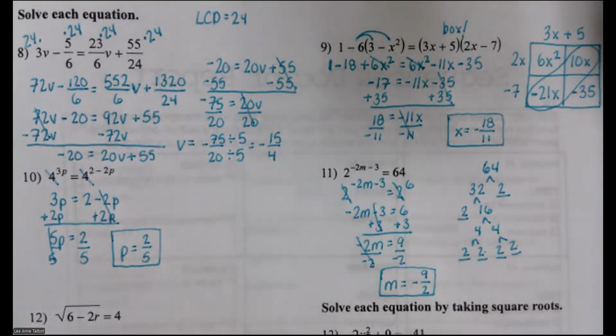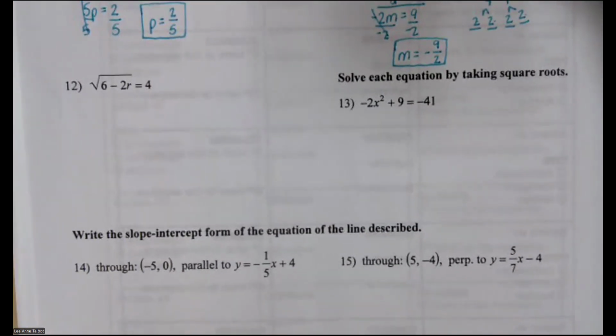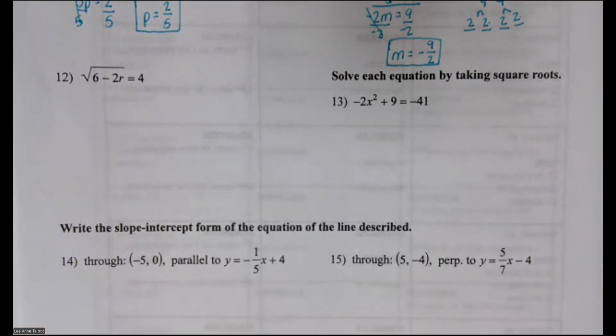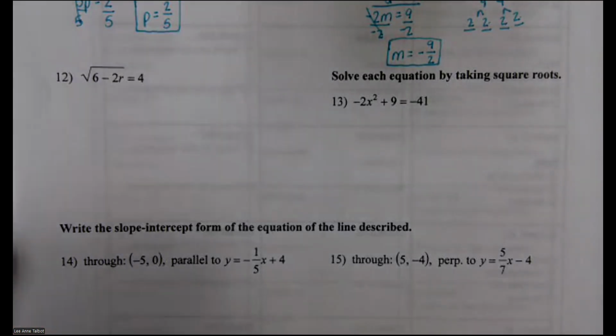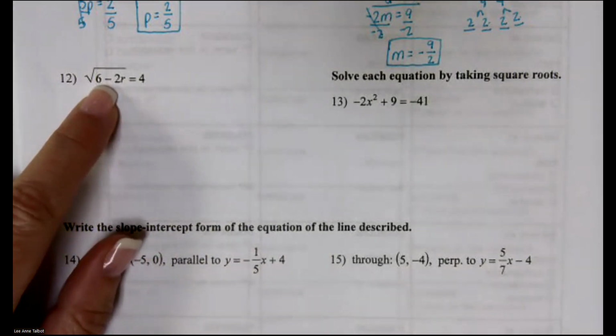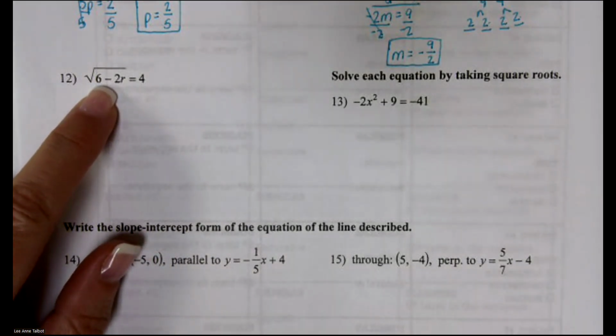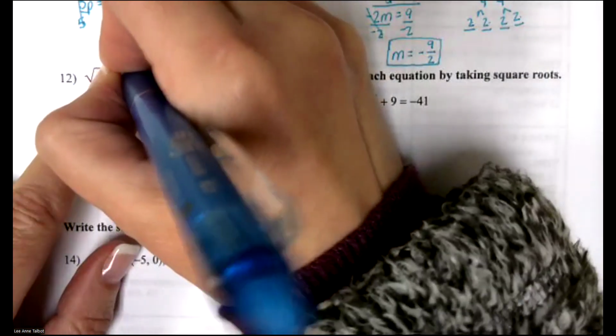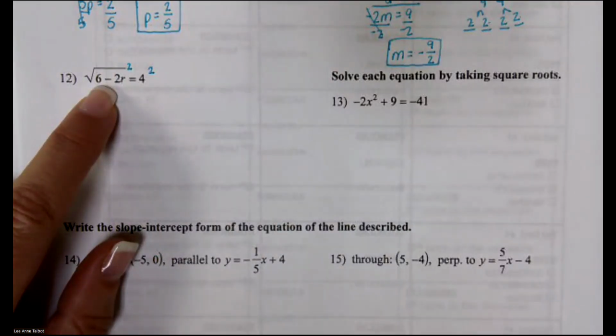Okay. Scroll down. Okay. This one, square root equation. How do I undo a square root? Yes. Square. Beautiful.